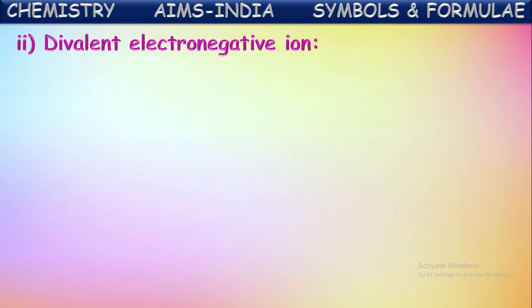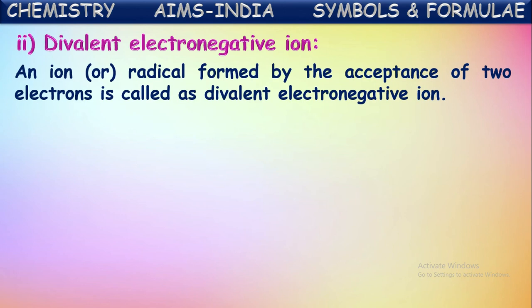Next, divalent electronegative ions. Di or bivalent, both are similar, which represents two. An ion or radical which is formed by the acceptance of two electrons are called bivalent electronegative ions.